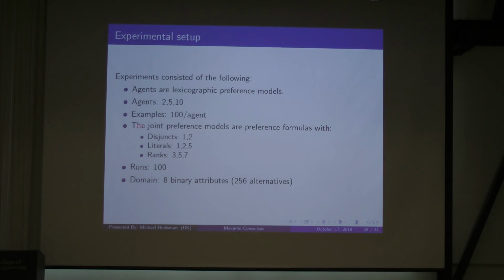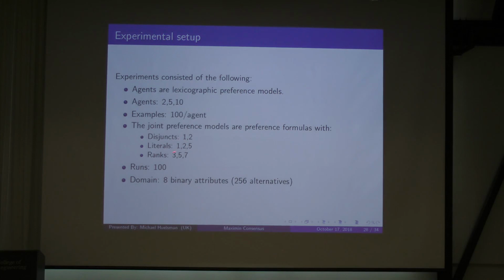And we varied between 2, 5, and 10 agents. We stuck pretty consistently at 100 examples per agent, and those were generated by saying, okay, give me a random alternative, give me another random alternative, what do you think about these things? Okay, thank you for your example. This is all synthetic, of course. We didn't actually ask people.